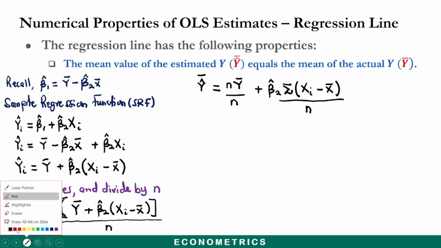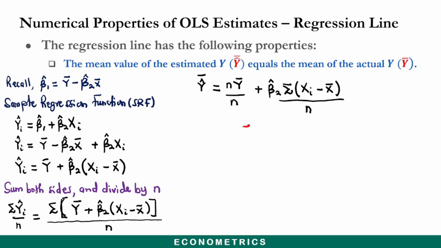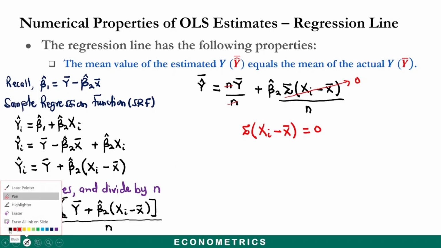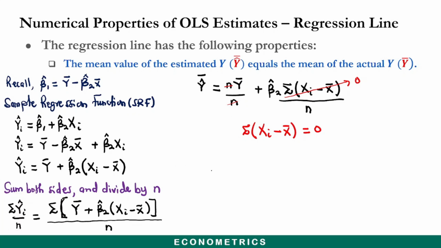Now, if you recall from the previous video, the sum of the deviation of x equals 0. So in which case, this entire term here is going to be equal to 0. And this n term will also cancel out the n term at the numerator. So we will now end up getting the result to be y hat bar equals y bar. So this proves that the mean of the estimated y equals the mean of the actual y.